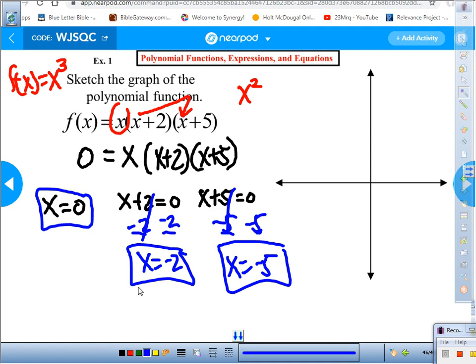So what did we say about odd number exponents, that they start in which quadrant? Third, and they end where? First, with something in between. All right, let's find out the in-between. What is the x equal to here? 0. How about here? Negative 2. How about here? Negative 5.